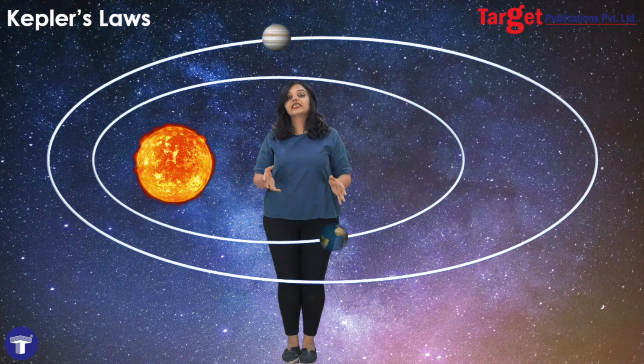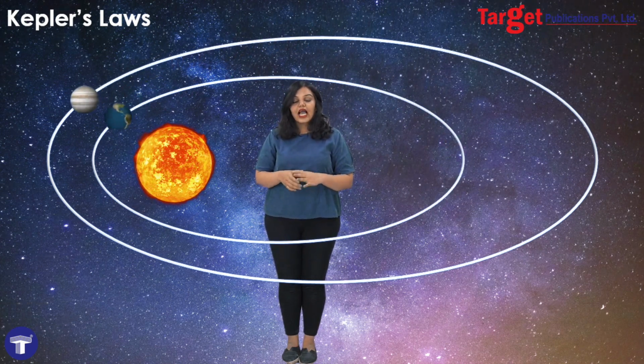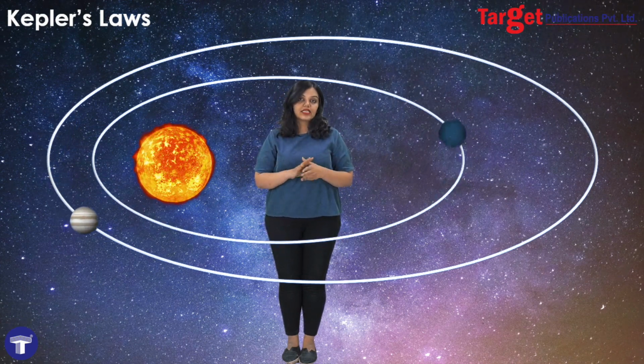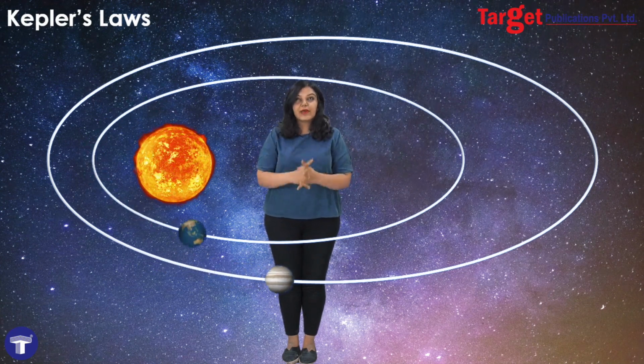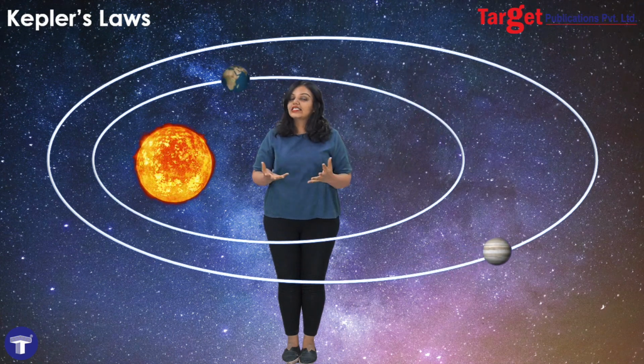This is the time taken by a planet to complete a revolution around the Sun. And Kepler's third law is basically saying that the square of this orbital time period is directly proportional to the radius of the semi-major axis of the orbit of the planet. Now that's quite a mouthful.